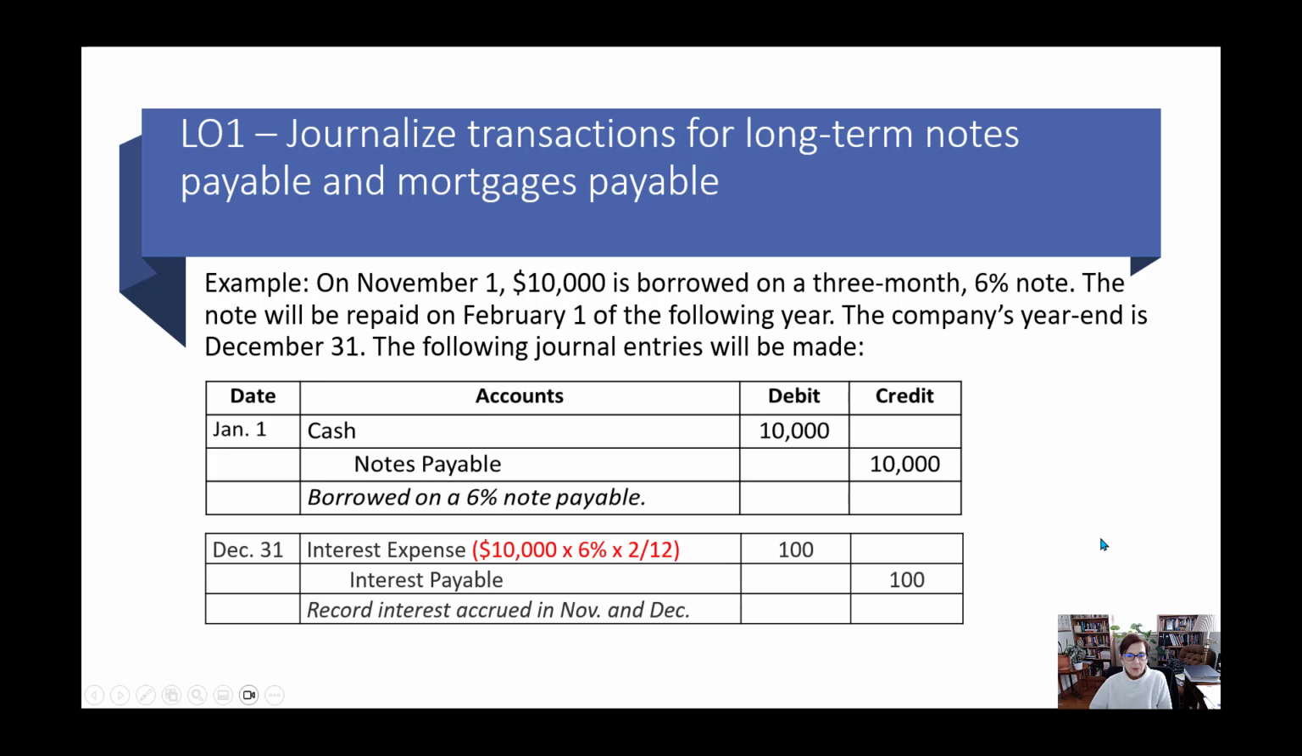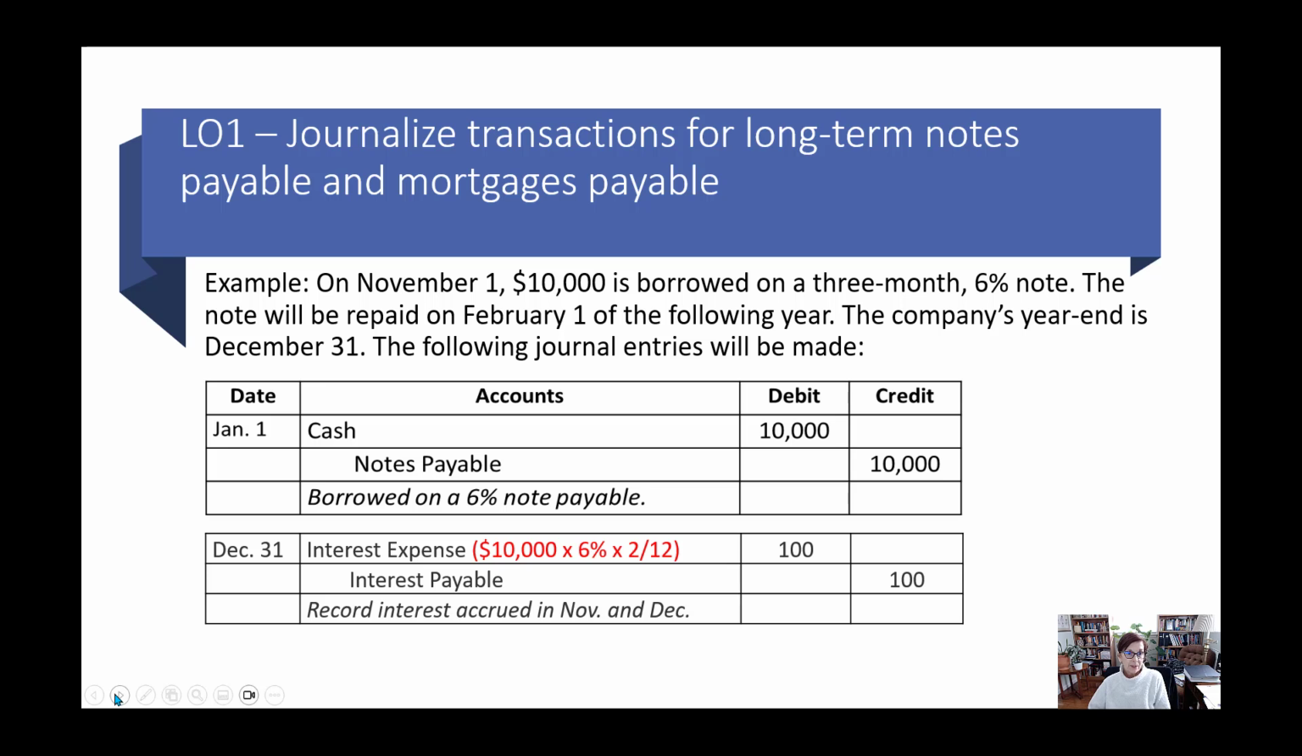So we're going to debit interest expense. And again, principal times rate times time. This is only 2 months now because it's November and December. And then credit interest payable. When is this going to be repaid? This will be paid in February when we pay back the loan.